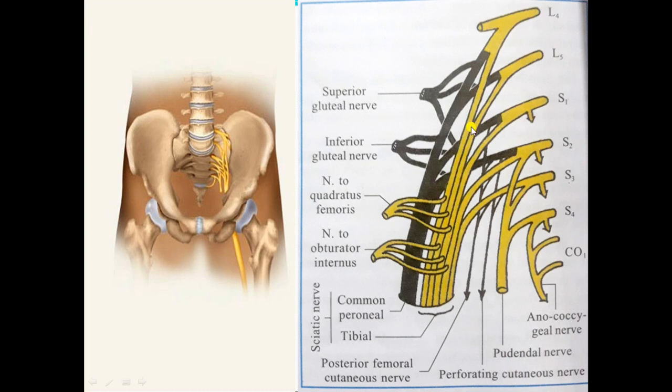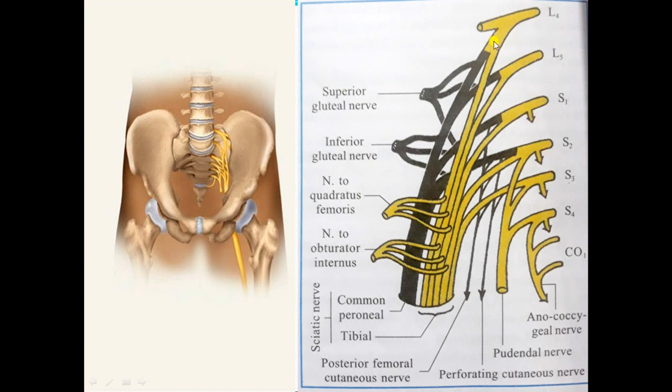After the formation of the lumbosacral trunk, it enters into the pelvic cavity. After it enters the pelvic cavity, it successively receives S1, S2, S3, S4 nerves and forms the sacral plexus. This sacral plexus lies behind the pelvic viscera and behind the peritoneum and in front of the piriformis muscle. These are the relations. And each nerve of the sacral plexus receives gray rami communicantes from the corresponding sympathetic ganglia.